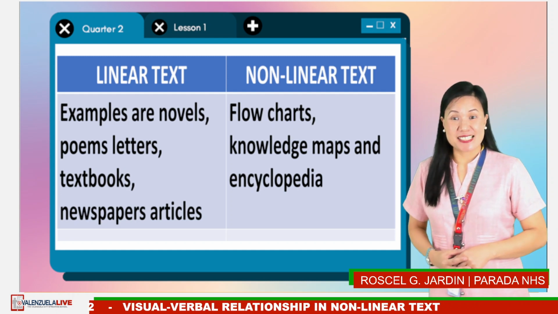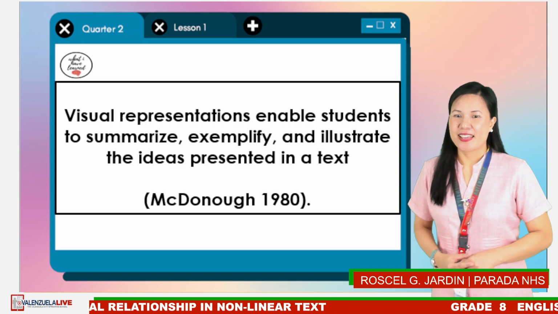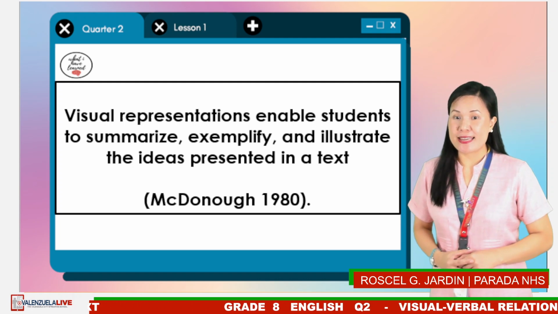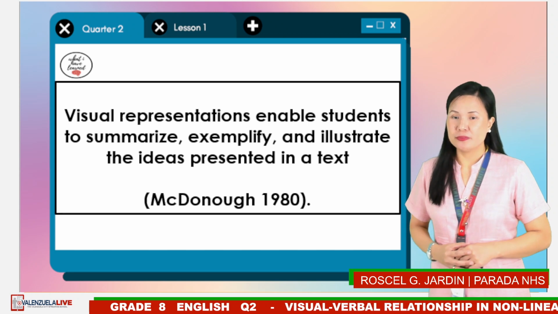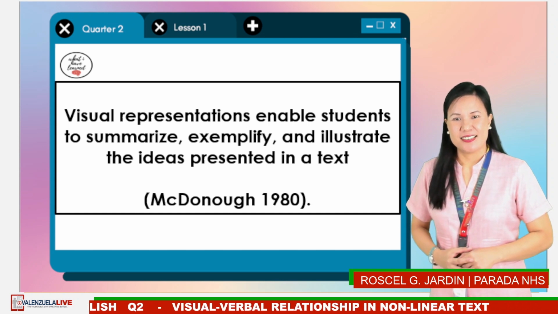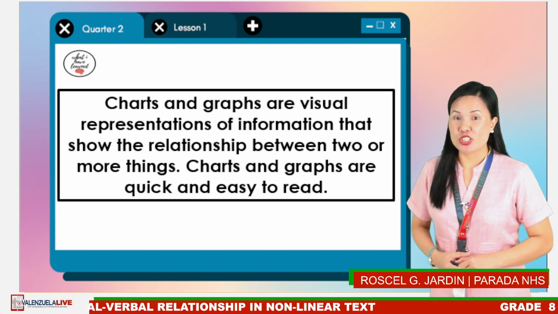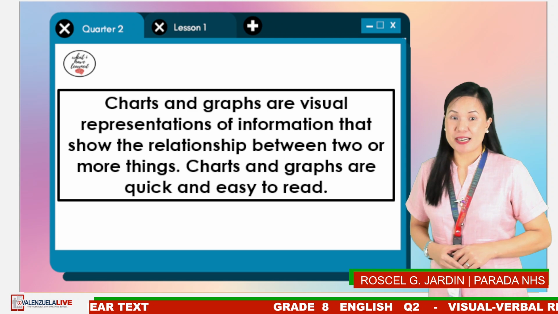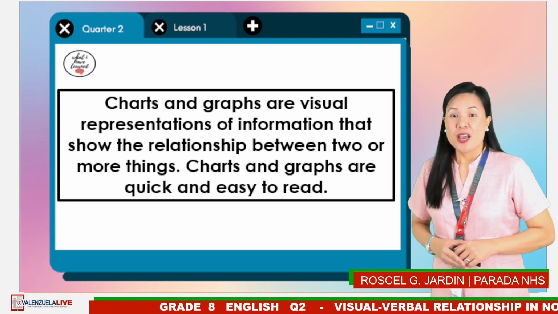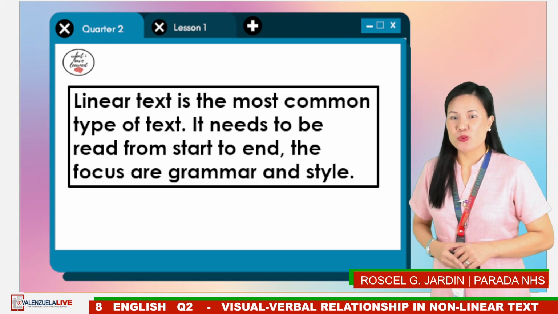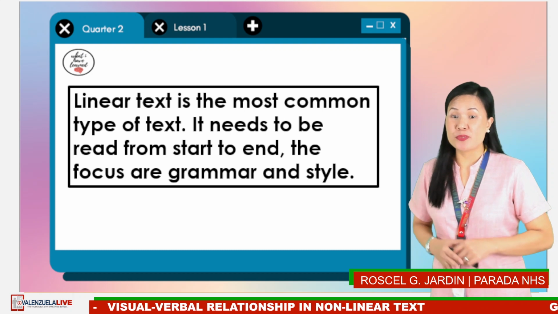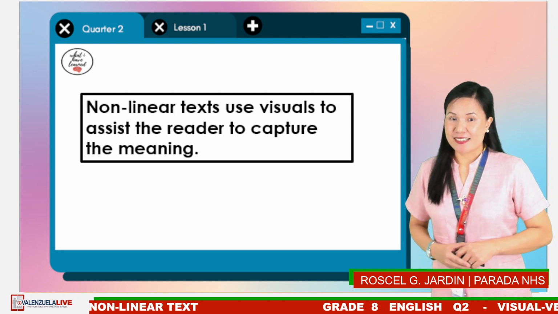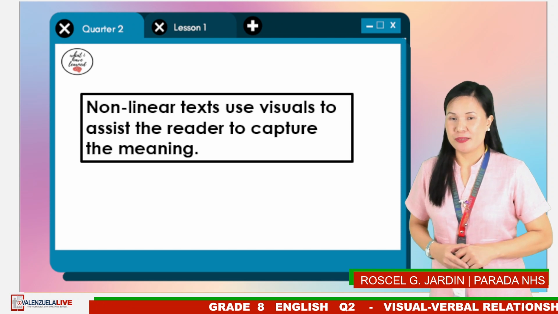To sum up what we have discussed today, we learned that visual presentations enable students to summarize, exemplify, and illustrate the ideas presented in a text (MacDonald, 1980). Charts and graphs are visual presentations of information that show the relationship between two or more things. Charts and graphs are quick and easy to read. We also learned that a linear text is the most common type of text. It needs to be read from start to end. The focus is grammar and style. Nonlinear texts are visuals to assist the reader to capture the meaning.